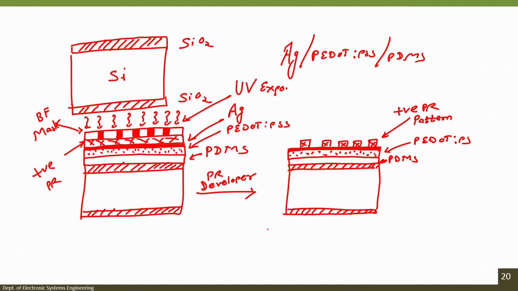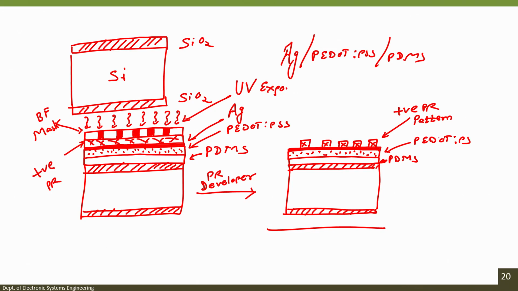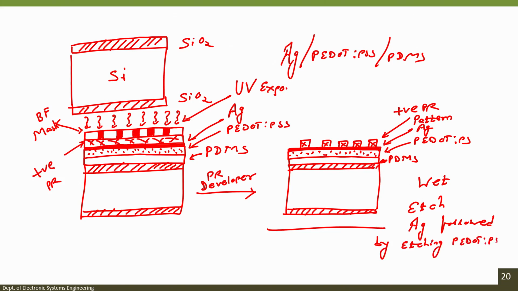See this particular step we see here, which is pattern photoresist on silver, on PEDOT:PSS, on PDMS. Next step is that you etch silver, this is a wet etching of silver, followed by etching PEDOT:PSS.